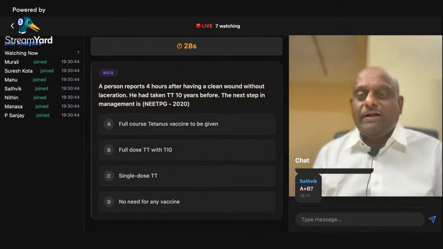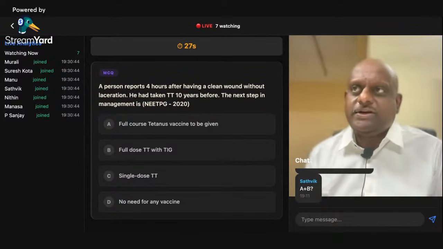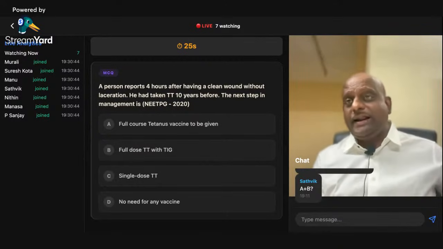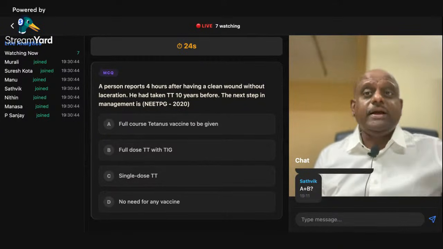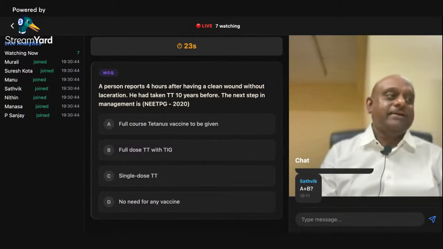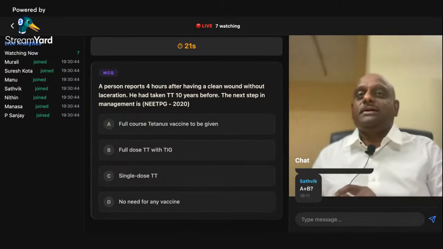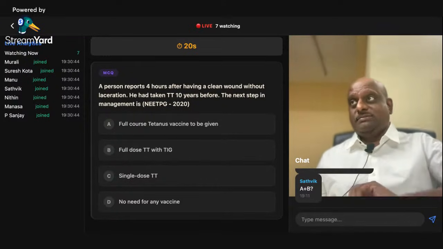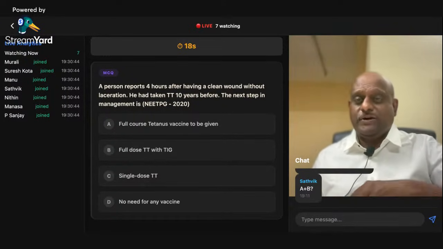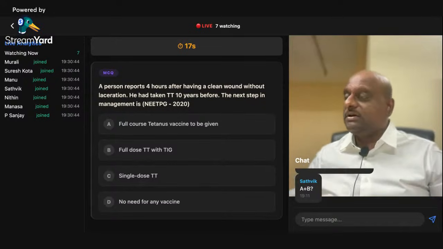Then, 4 hours after having a clean wound without laceration, he has taken TT 10 years before. What is the next step in management? So, tetanus vaccination is the favorite question of the examiner, doctor.